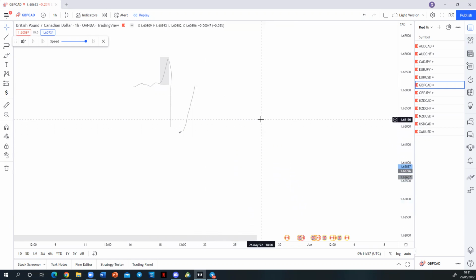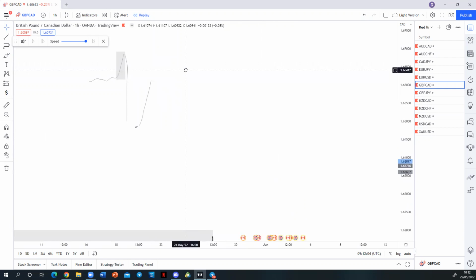Now, when it comes to actually using them and entering them, how do we identify the best areas? Of course, we've talked about mitigations. There are times, for example, where price may do this.